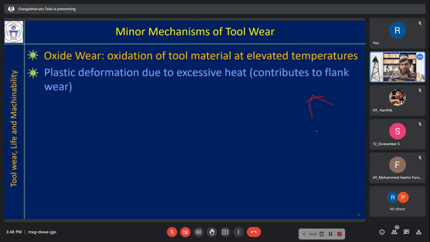Understand? Cutting edge is losing its shape, it is getting rounded off, or going into irregular shape due to high amount of heat. So that will obviously contribute to the flank wear because flank wear starts from the cutting edge. It includes the cutting edge also. Crater wear is slightly away from it.